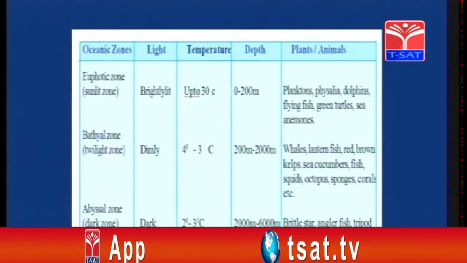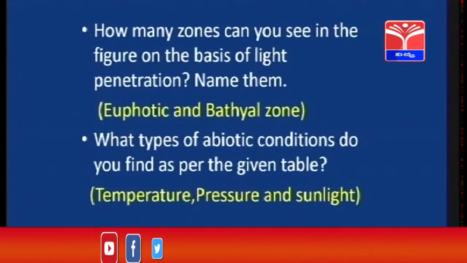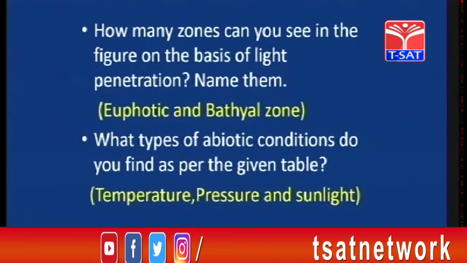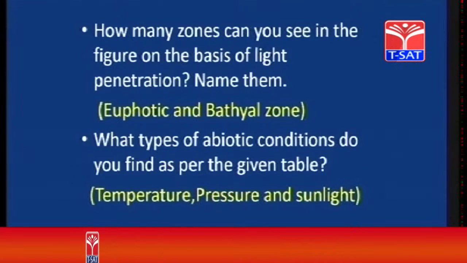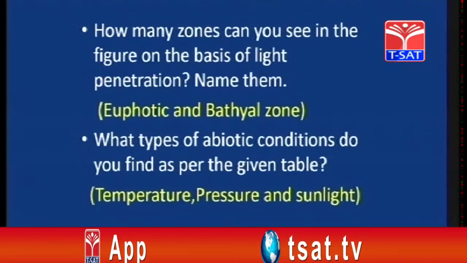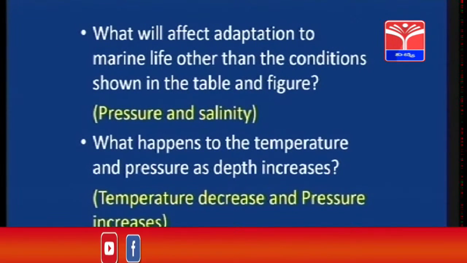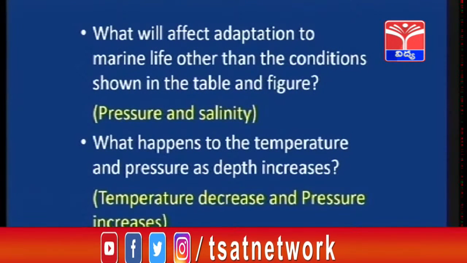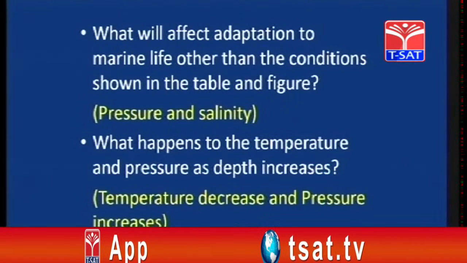Now children, let's see some questions and answer them. How many zones can you see in the figure on the basis of light penetration? That is the euphotic zone and the bathyal zone. What type of abiotic conditions do you find as per the given table? That is temperature, pressure and sunlight. What will affect adaptation to marine life other than the conditions shown in the table and figure? That is pressure and salinity. What happens to the temperature and pressure as the depth increases? Temperature decreases and the pressure increases.